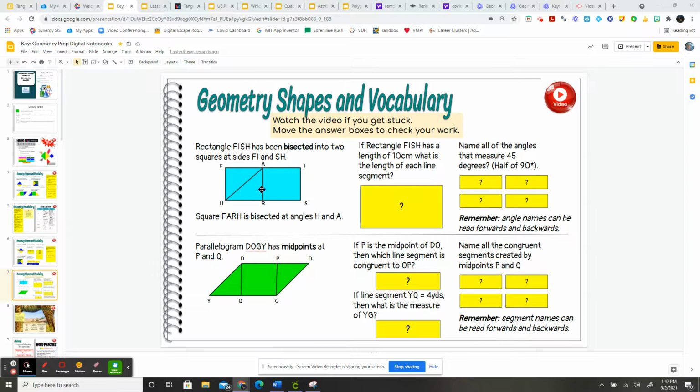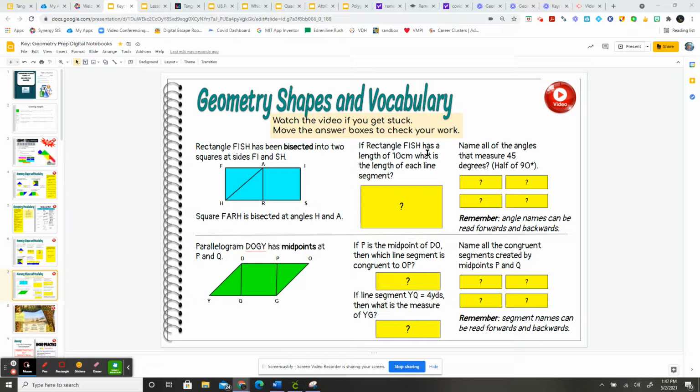Rectangle FISH has been bisected into two squares. So that's this left side and this right side. So AR has bisected rectangle FISH and created two squares. Square FARH, the square on the left, is bisected at angles H and A.